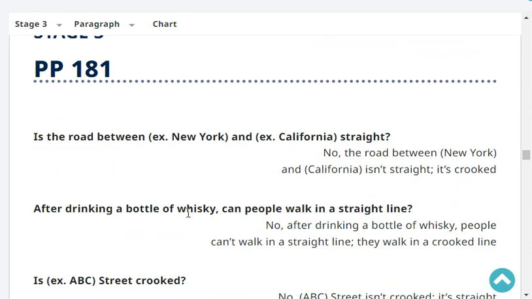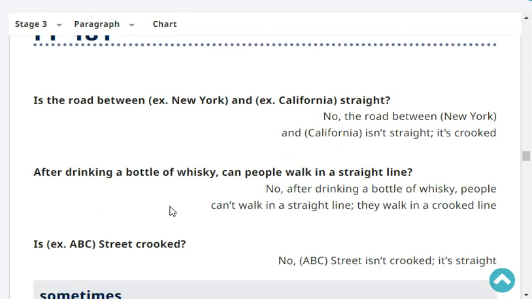Is the road between New York and California straight? No, the road between New York and California isn't straight. It's crooked. Very good.